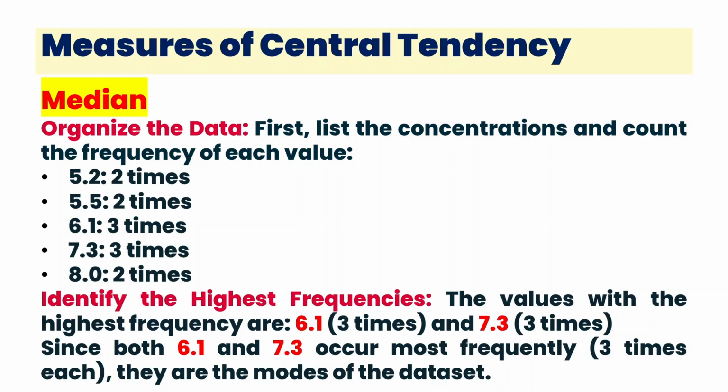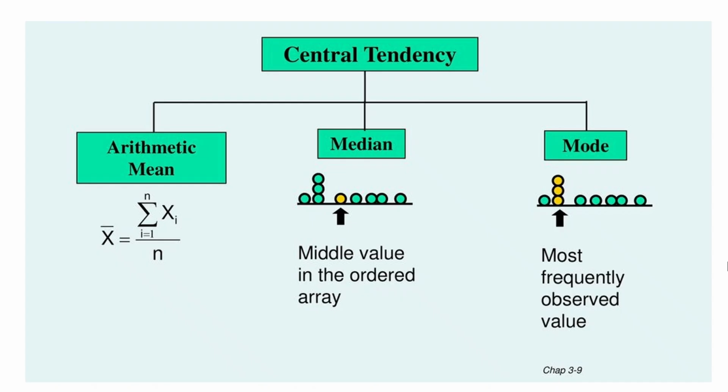So you just simply identify the highest frequency. The values with the highest frequency are 6.1, which appeared 3 times, as well as 7.3, the same. Since 6.1 and 7.3 occur most frequently, they are the modes of the dataset. In other words, the set is bimodal because there are two modes, two numbers that appeared most frequently. To summarize, the measures of central tendency are the arithmetic mean, median, and mode.